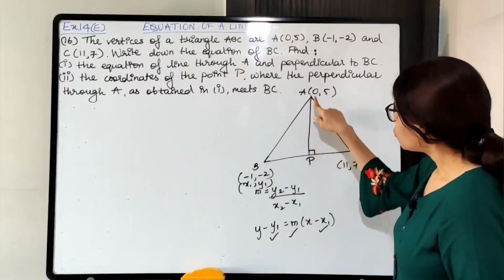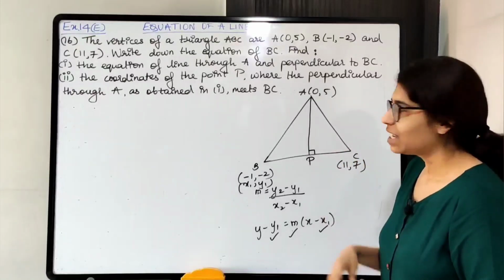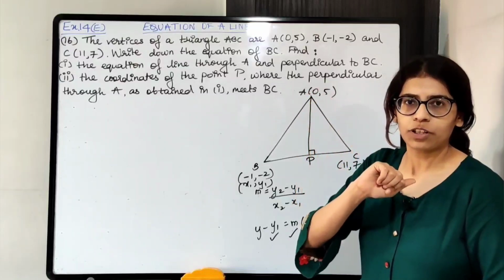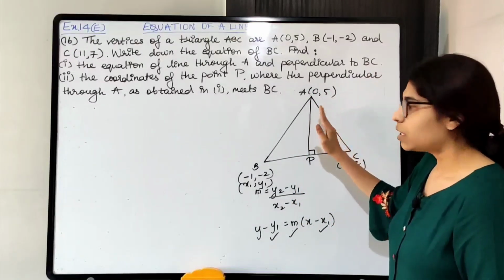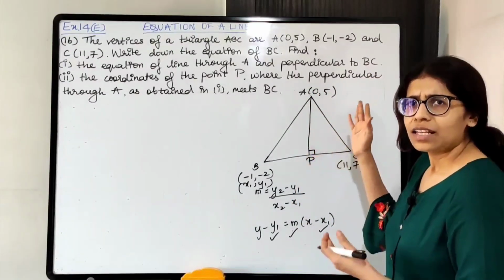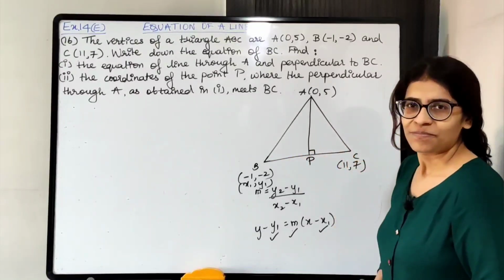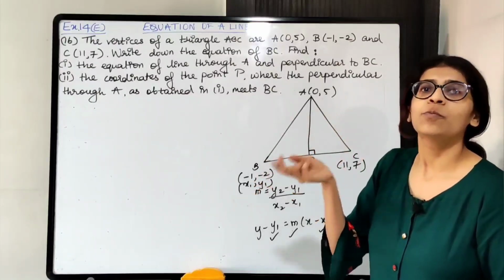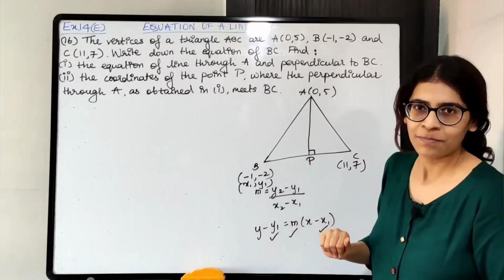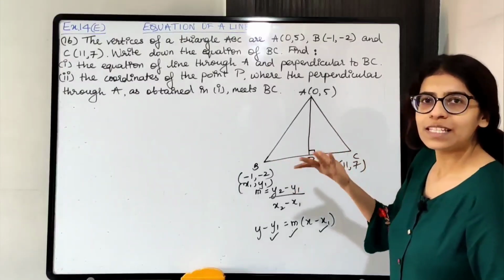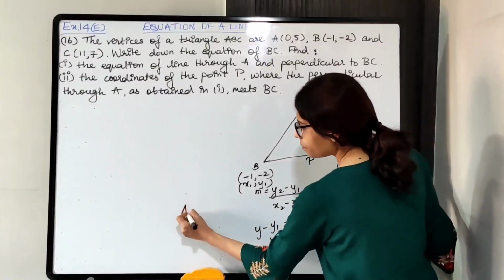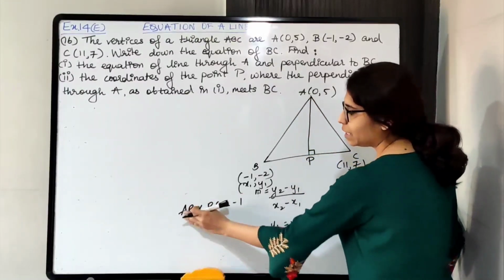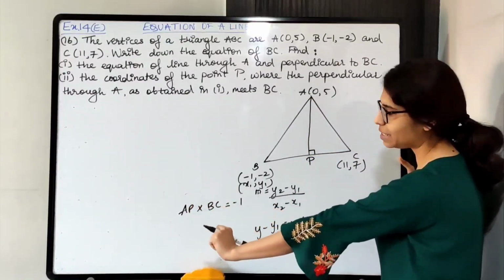We have to find the equation of this perpendicular. To find the equation of AP, again I need the slope and one point's coordinates. I have A's coordinates, I need the slope of AP. I'll get the slope of AP from BC. AP is perpendicular to BC. The two lines are perpendicular, therefore the product of the slopes is equal to -1. So slope of AP into slope of BC will be equal to -1. Okay, I'm just writing AP and BC.